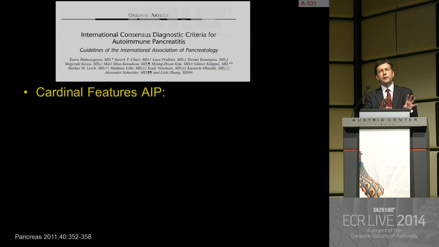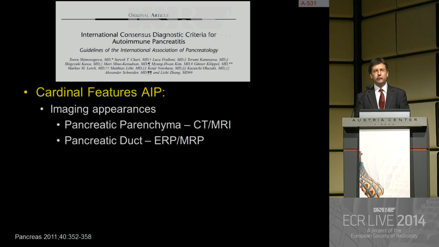Now, back in 2011, a paper was published in Pancreas following a major world meeting, which gathered in 2010. And this is the International Consensus Diagnostic Criteria for Autoimmune Pancreatitis, ICDC criteria. The reason for mentioning this is it tries to bring together the strategies for diagnosing these types of patients. And it brings together a number of cardinal features. Firstly, we have the imaging appearance, both for the pancreatic parenchyma and also for the pancreatic duct. And I've just been covering that now.